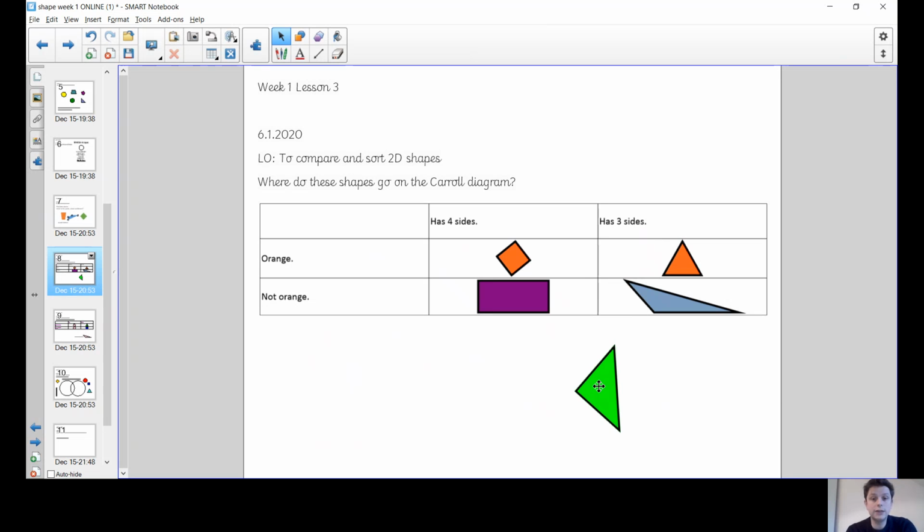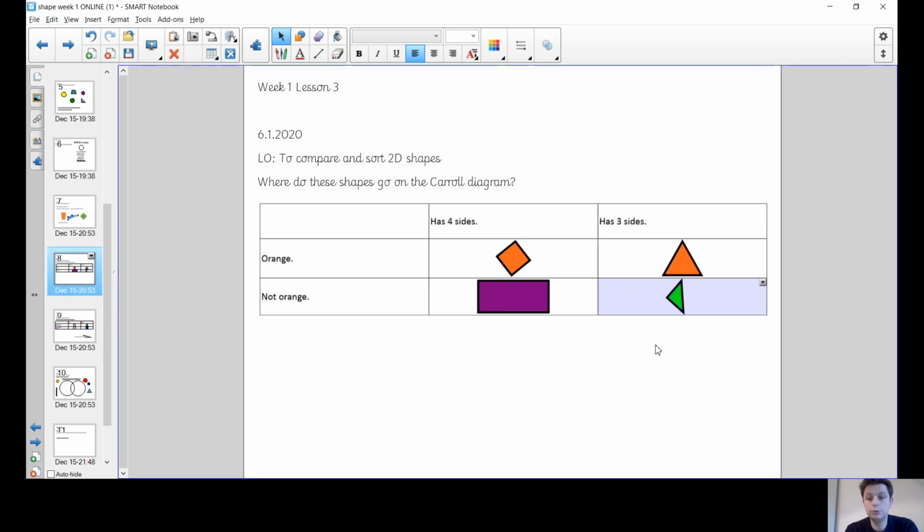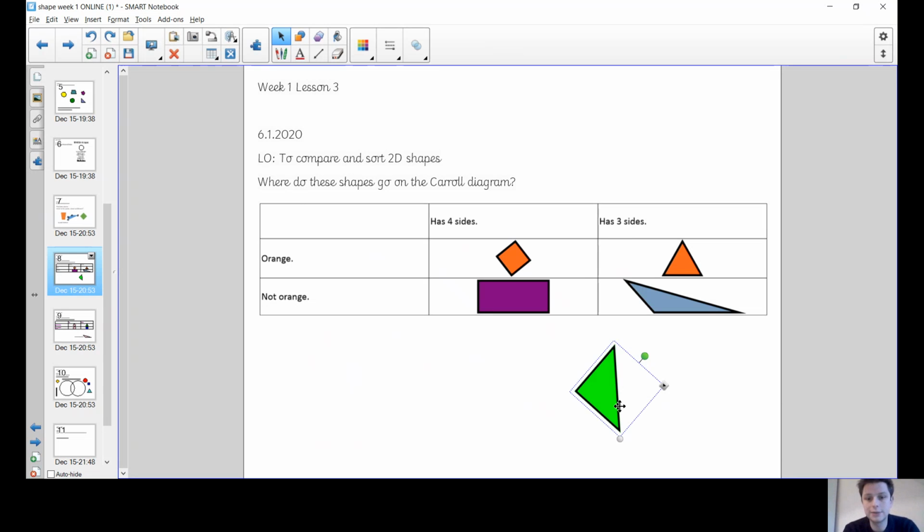And finally, this green triangle here has three sides and it's not orange, so it goes in there with that blue triangle, which has now disappeared. Sorry, I'm not sure why that's happened. But it would go in there with the blue triangle.